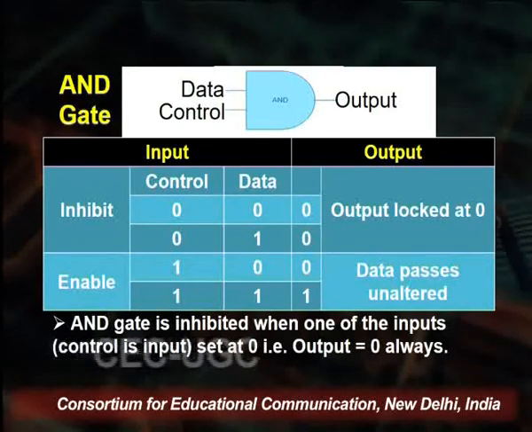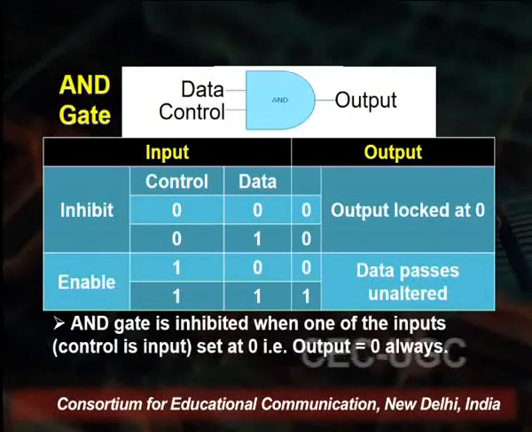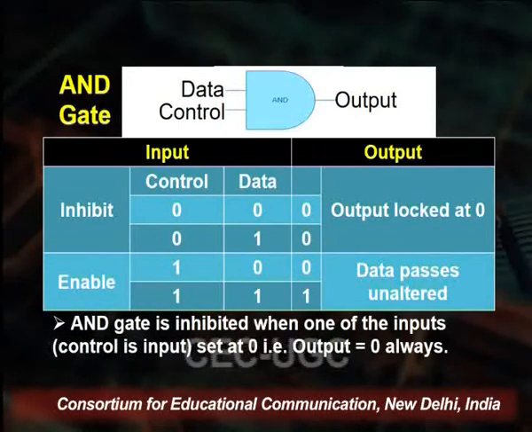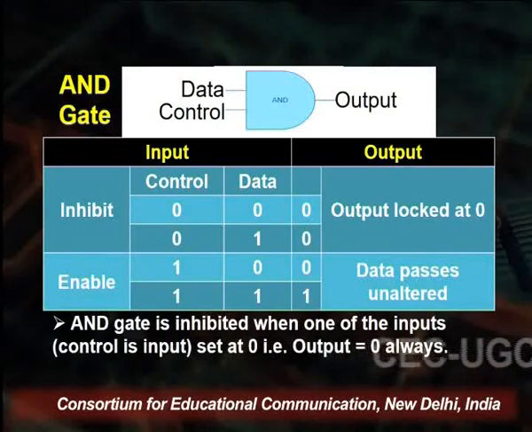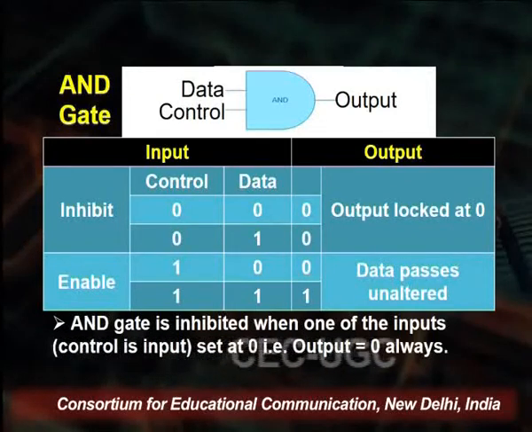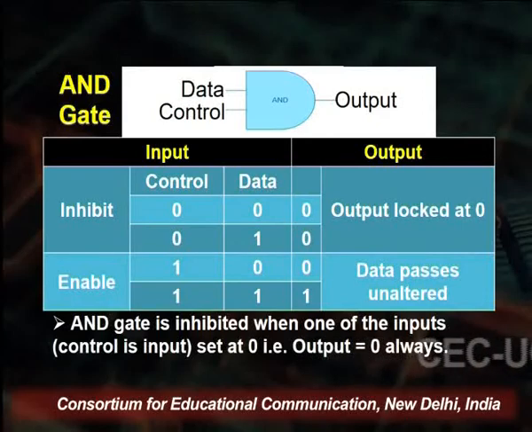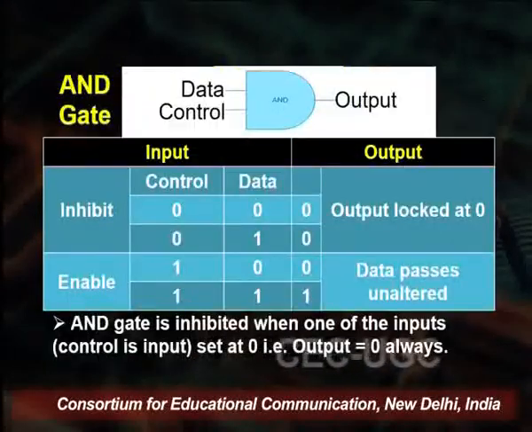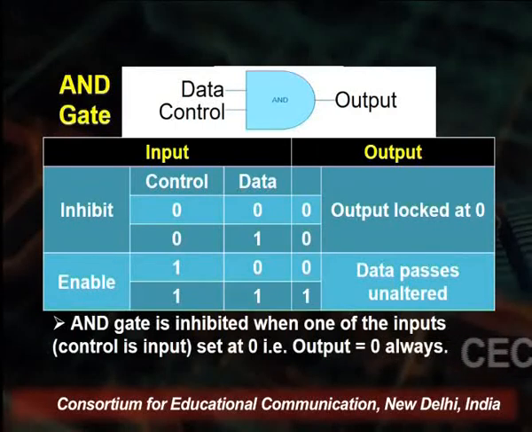When the control is fixed at 0, as we can see in the truth table, the data, irrespective of its value, will always give an output fixed at 0. Since the data is not passing from the input to the output, the AND gate is said to be inhibited, as per our definition from the previous slide. Now we fix control to be 1.